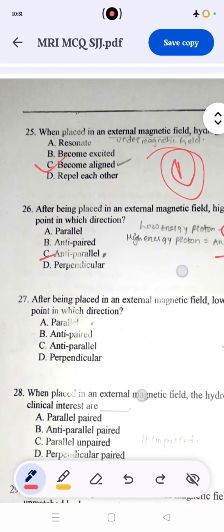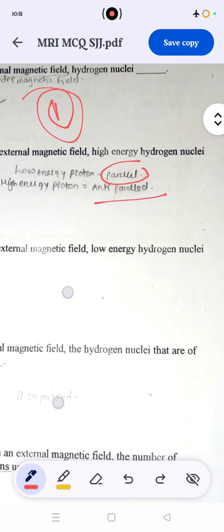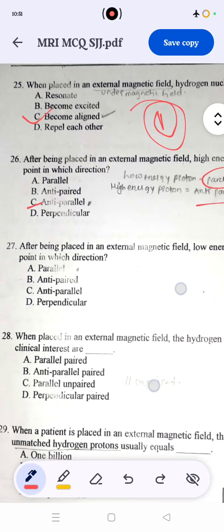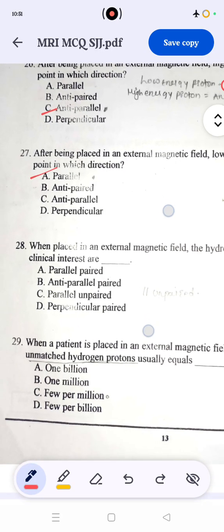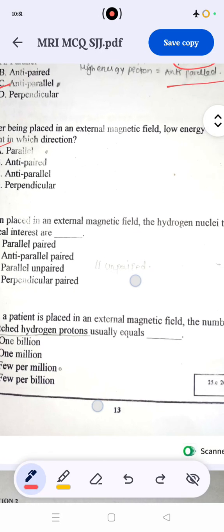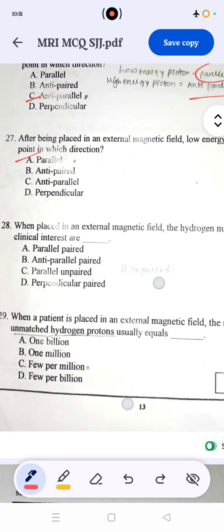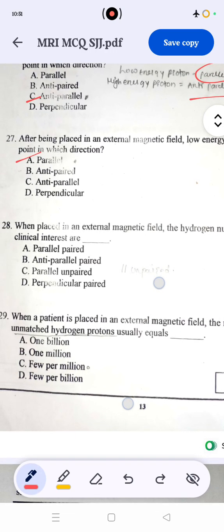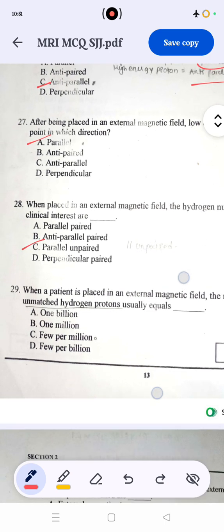Then when placed in an external magnetic field, low energy hydrogen nuclei point in which direction? Low energy is the parallel direction. Okay. When placed in an external magnetic field, the hydrogen nuclei that are of clinical interest are paired parallel, paired antiparallel, unpaired parallel, or perpendicular. So it is unpaired parallel. So the correct answer is C.